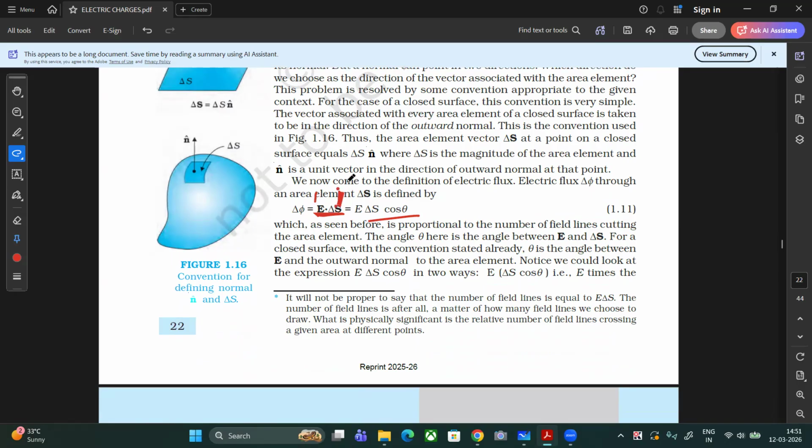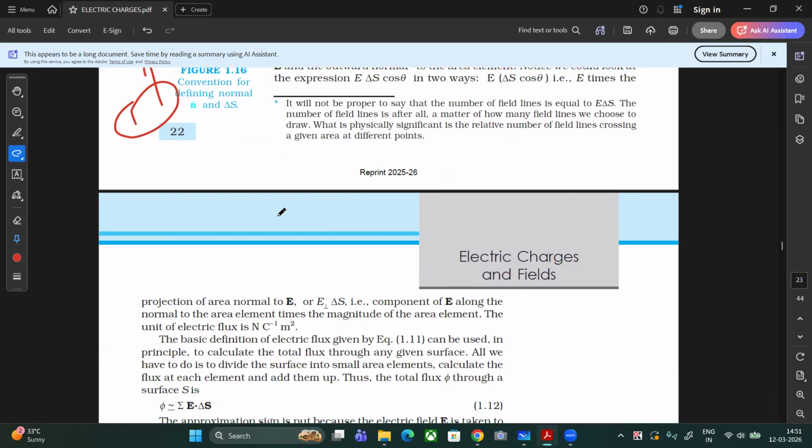How do we find the delta S vector? For a given area, the delta S vector is perpendicular to the area. The electric field direction is already given. So if you find the angle between these two vectors, you get the flux, the number of field lines through a particular area.